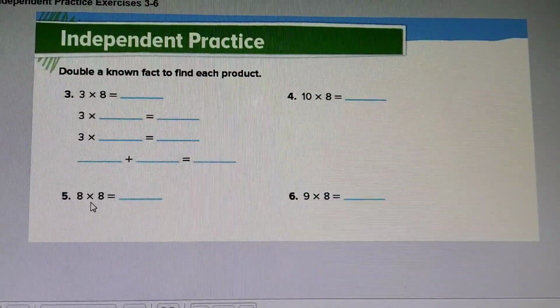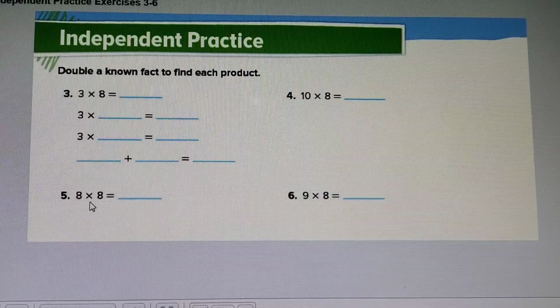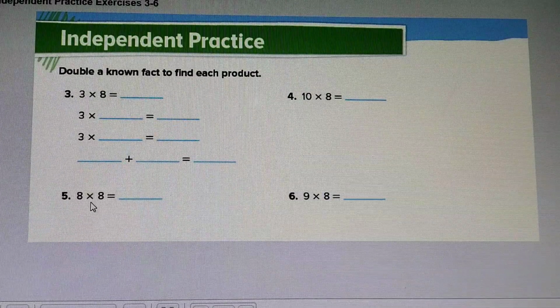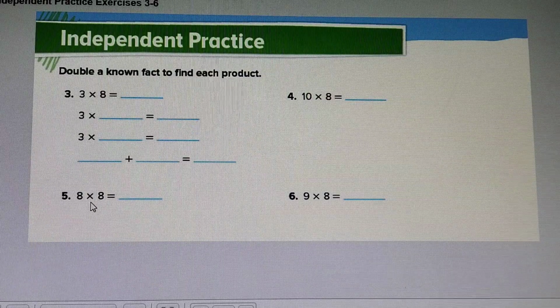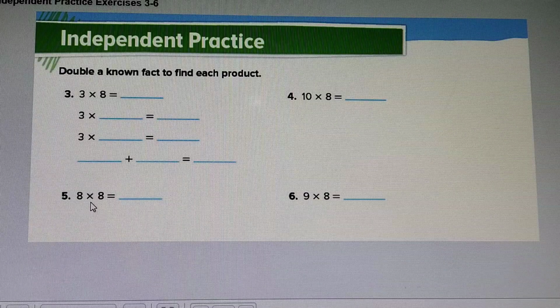Down here you have 8 times 8. So I want you to try this one on your own. It would be 8 times 4 equals unknown, 8 times 4 equals unknown, and add those two products together.